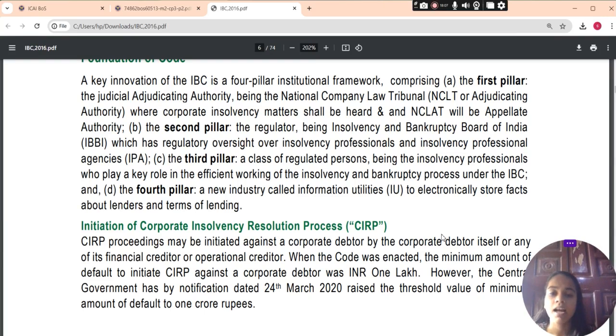The third pillar and class of regulated persons is the insolvency professional, who plays a key role in the efficient working of the insolvency and bankruptcy process under the IBC. And the fourth pillar is a new industry called information utilities, to electronically store facts about the lenders and the terms of lending. So the innovation of IBC is a 4 pillar institutional framework. The first pillar is the adjudicating authority, NCLT, which is being discussed.